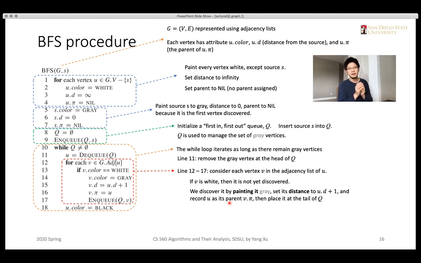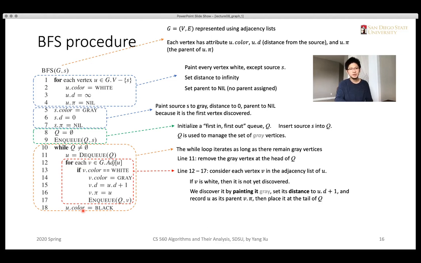After that is all set, we need to enqueue that just-discovered V back into the queue, because V is now gray. Then what comes after line 17 is line 18, which paints U black.